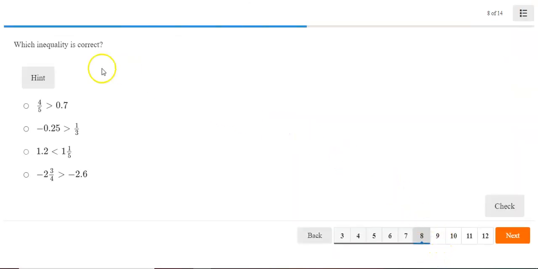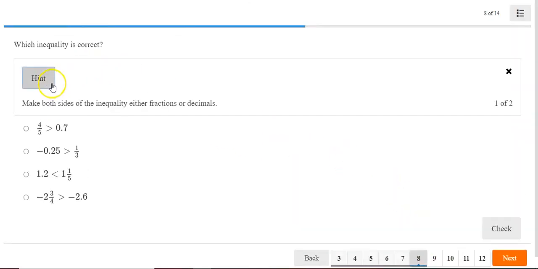Number 8. Which inequality is correct? Make both sides of the inequality either fractions or decimals, and divide to convert a fraction to a decimal. Those are our 2 hints. So let's see if we can eliminate any off the top of our heads. This one right here can be gone because it's saying that a negative number is greater than a positive number. So that one can go away.